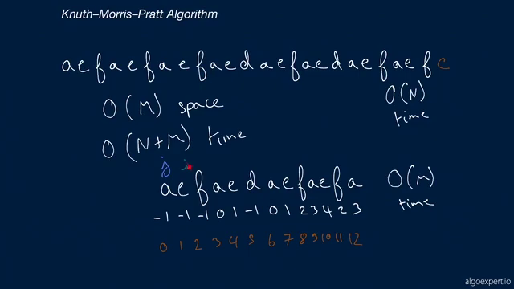Our I never moved back, right? Our I always moved forward and eventually got to the end. Our J was the kind of tricky one, and this J here is bugging me. Let me make it prettier. Our J was the, well, this one's not that pretty, but whatever. Our J was the tricky one, right?